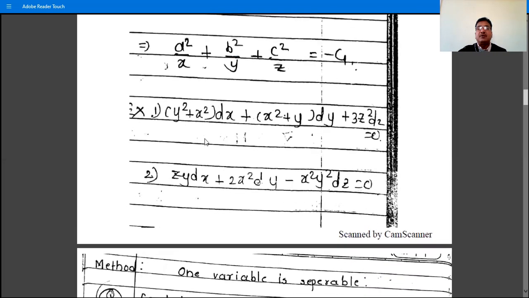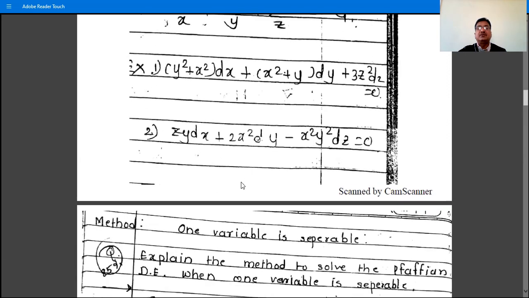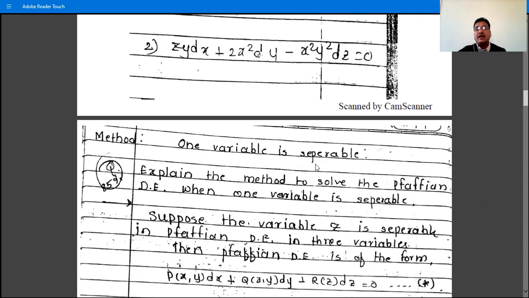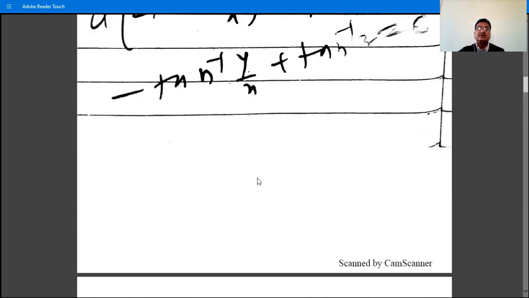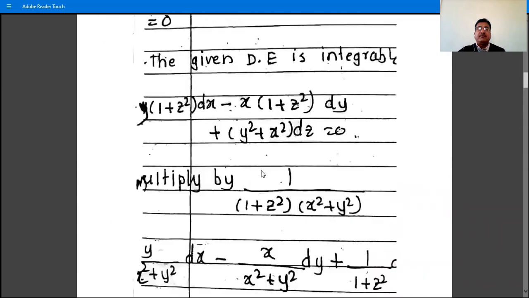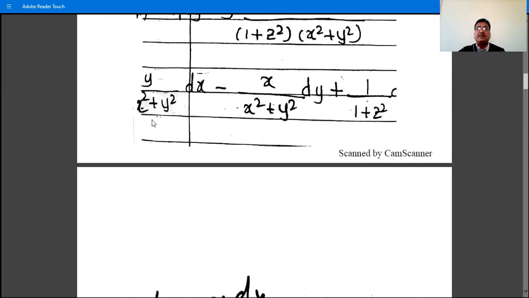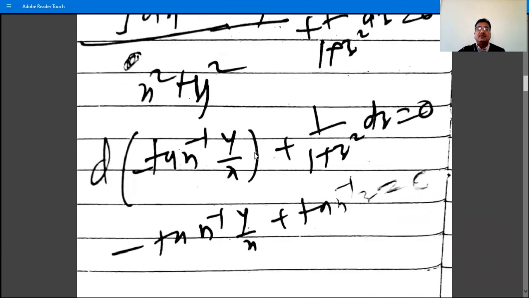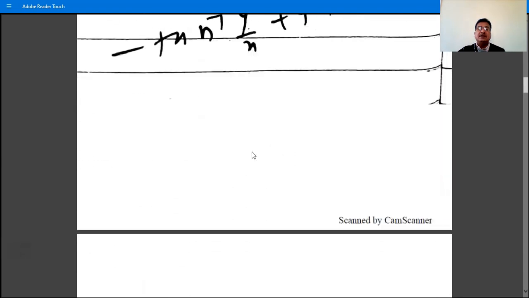Similarly, solve these two problems. Again, these are in variable separable form. So the next method is the one variable separable Pfaffian differential equation. That is, out of three, one variable is separated. This example is of this type, with tan inverse. So this is one variable separable form, and we have to find its integration.